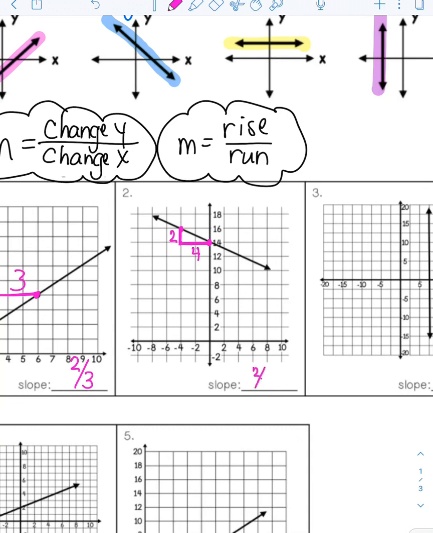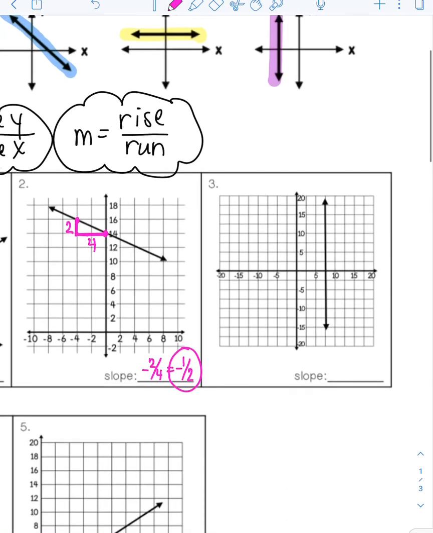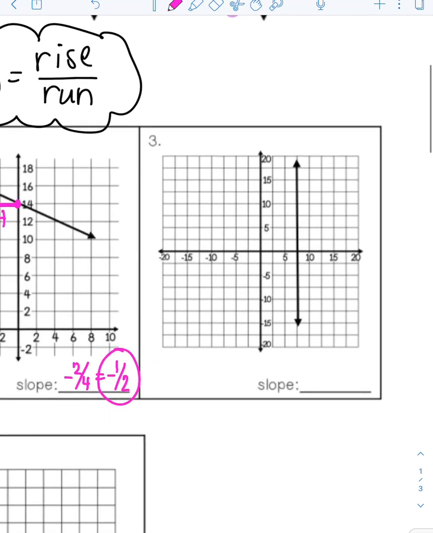And that will simplify by 2. So 2 divided by 2 is 1. 4 divided by 2 is 2. And I notice that this line decreases. It's a negative line, so my slope is negative 1/2. Let's keep going. Take a look at number 3.